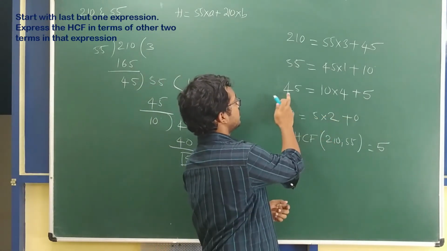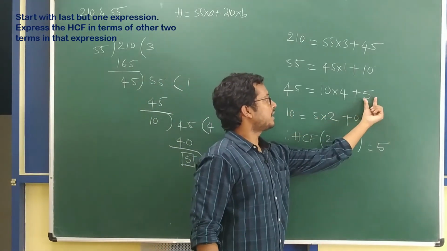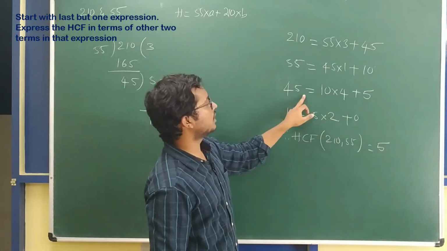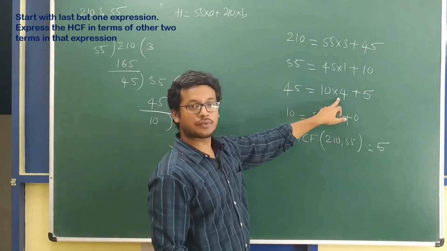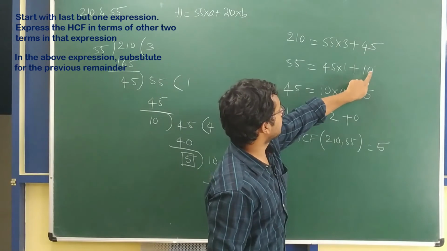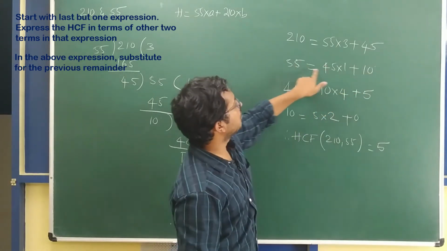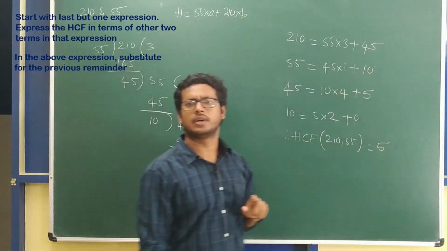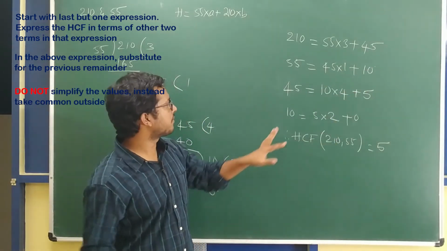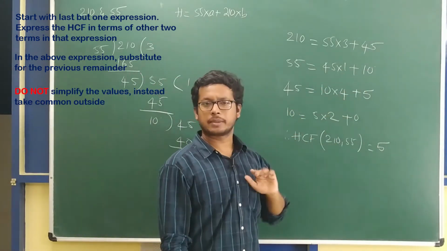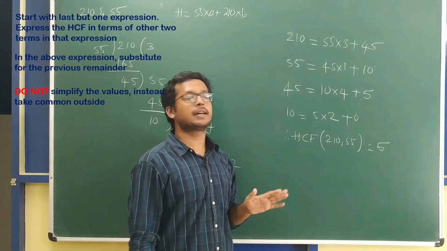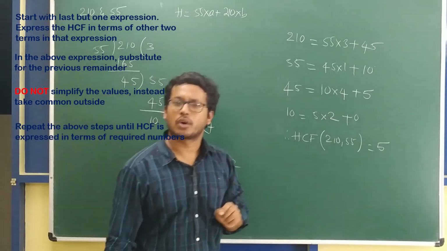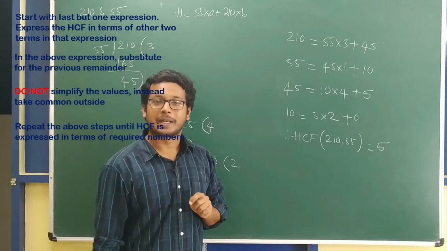So we'll start off with this step where we write 5 as 45 minus 10 into 4. Later we'll substitute for 10. What is 10? 55 minus 45 into 1. Then we'll go ahead and substitute for 45. Please remember, never simplify. For example, don't multiply these two. Don't jump ahead and multiply. We never multiply here. If anything, we will take common outside, but we are never going to multiply them.